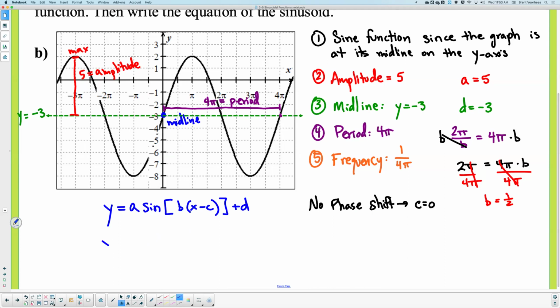So my equation would be y equals, what's my A? 5 sine. I don't need this bracket and the parenthesis because C is 0, so I'm just going to change the bracket to a parenthesis since I only have 1. B comes first. 1/2 x. Close your parentheses. What's my D? -3. You got it. That's my equation right there.